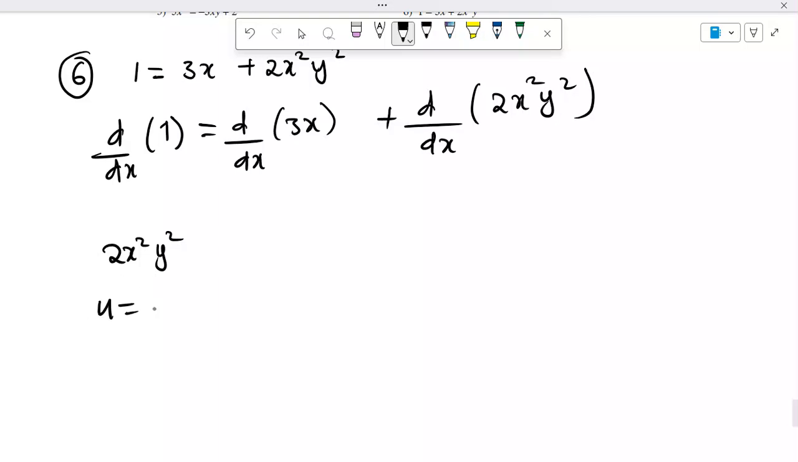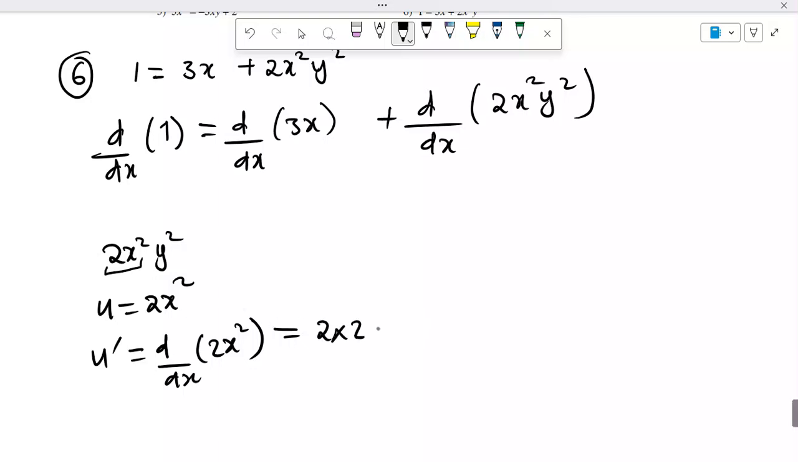So you say u equal to 2x squared, this part equals u. So u prime, you are differentiating with respect to x. So this is x, no need of writing dy/dx. Drop down the 2, so 2 times 2x to the power 2 minus 1. 2 times 2 is 4, 2 minus 1 is 1. So it will be just 4x.